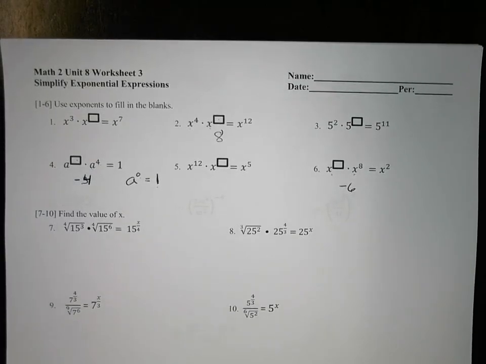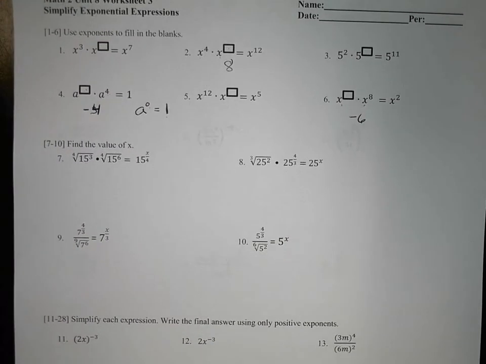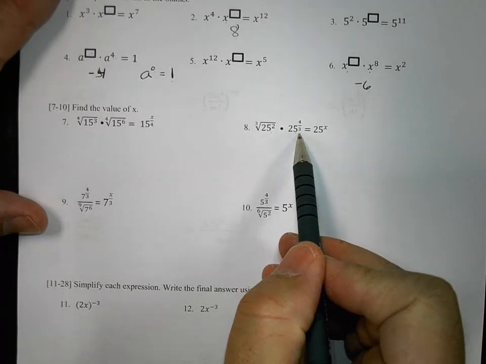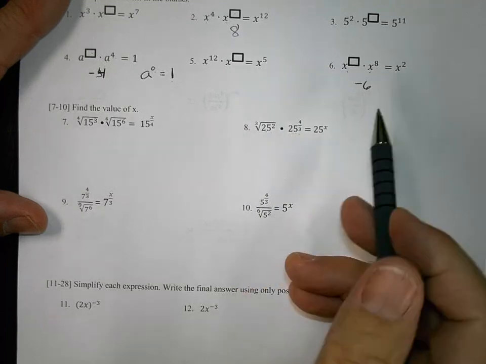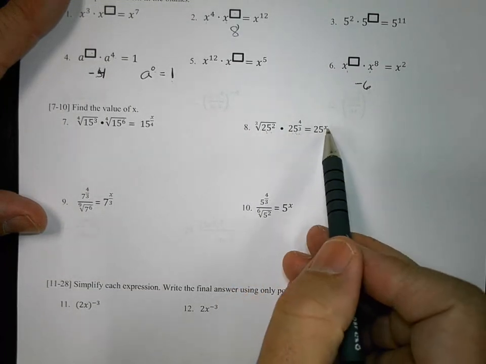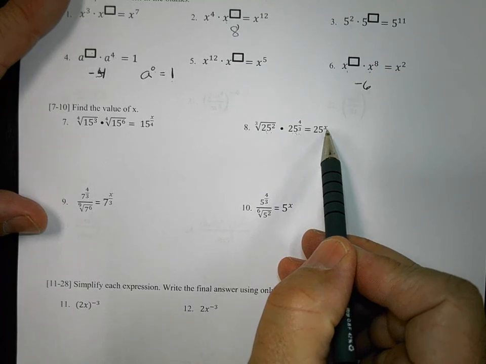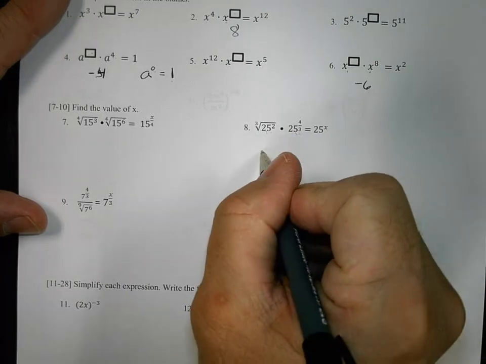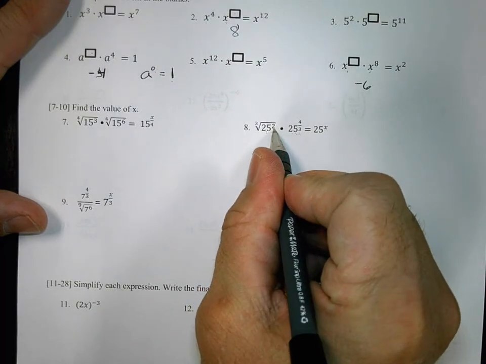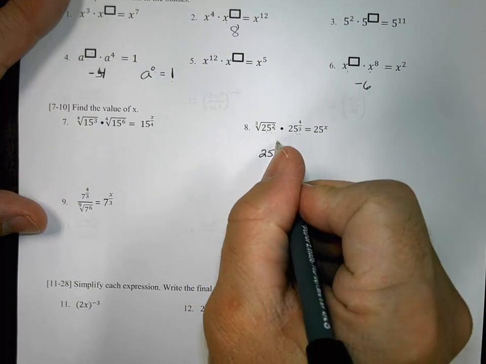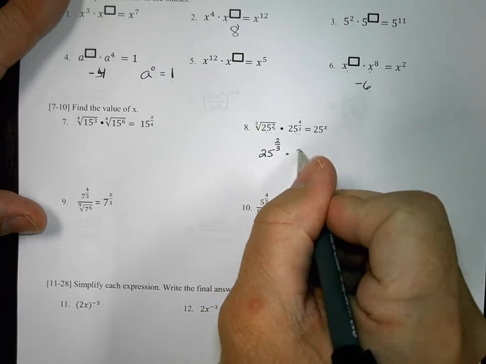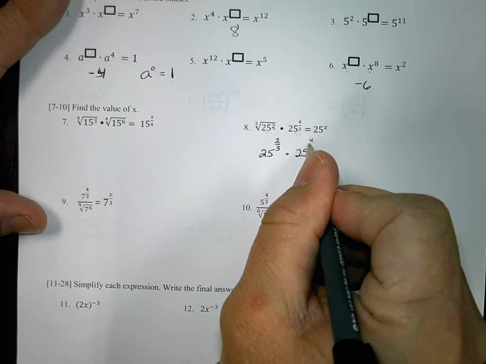All right, number 8 and 10. Find the value of x. Before we can multiply these two things, we need to get them both either in radical form or fractional exponent form. Since it looks like we're looking for an exponent, let's put them both in fractional exponents. So I take the 25. I know that the exponent is my numerator and the root is my denominator. So this is 2/3. So 25 to the 2/3 times 25 to the 4/3.